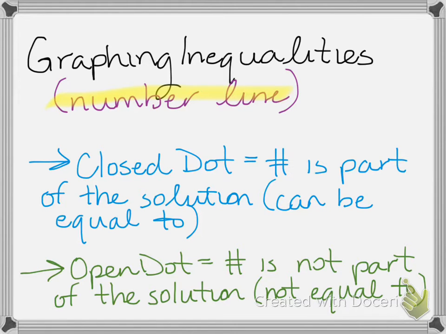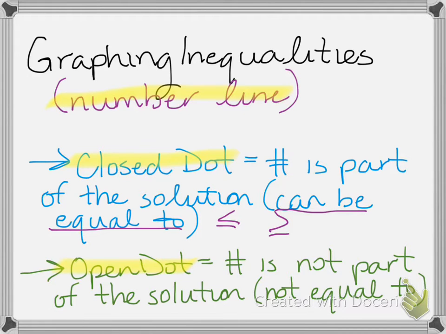There are two things you have to keep in mind when graphing inequalities. You will either use a closed dot or an open dot. A closed dot is when the number that you start on is part of the solution. Basically, it can be equal to. So when you have a less than or equal to sign or a greater than or equal to sign, those are keys for a closed dot.